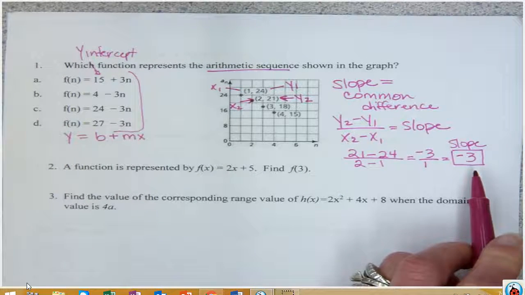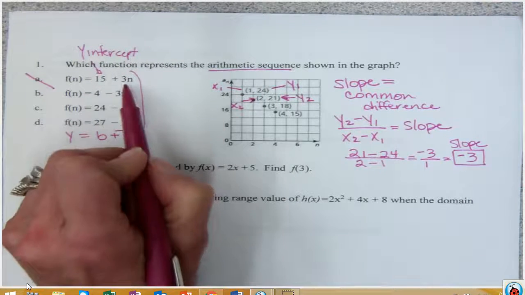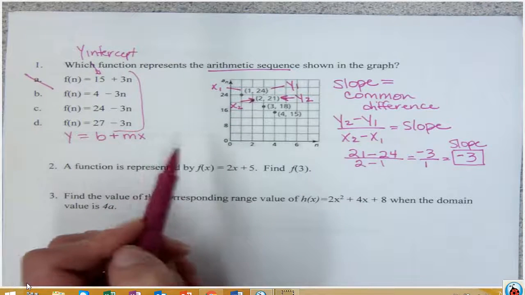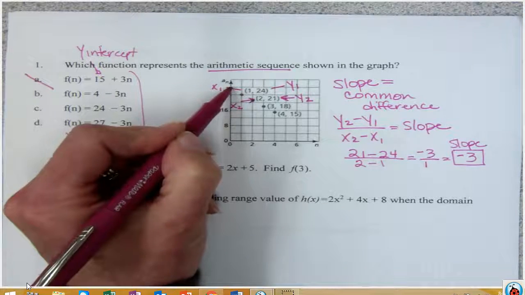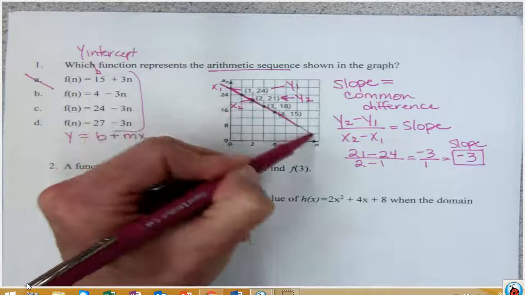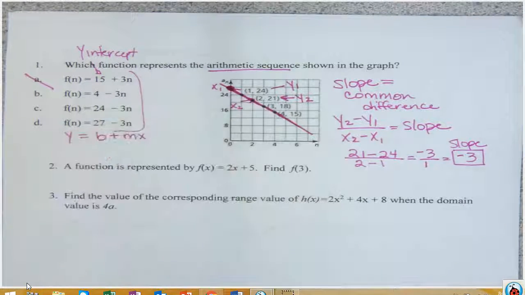So if I know my slope is negative 3, I can automatically count off a because that's positive 3. I also then have to figure out what would my y-intercept be. Well, I noticed that this is a line going like this, and if it continues on, it's going to stop right there.